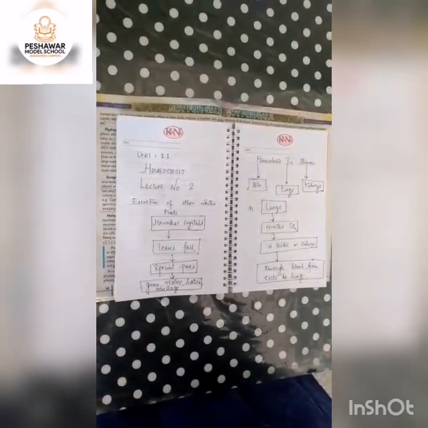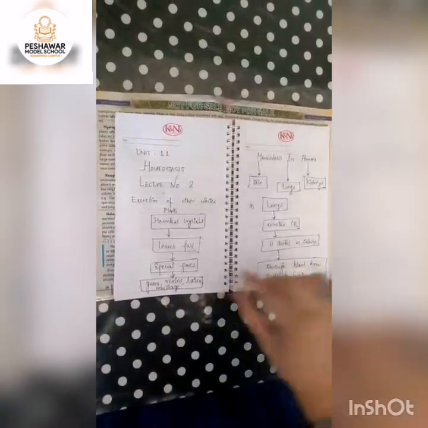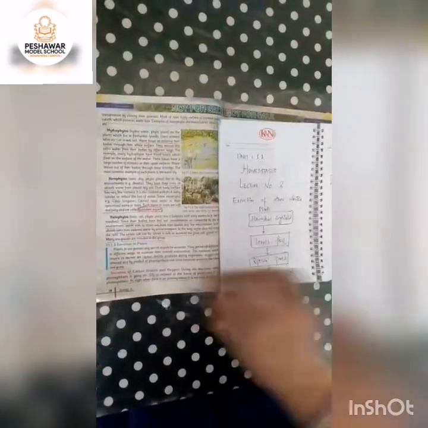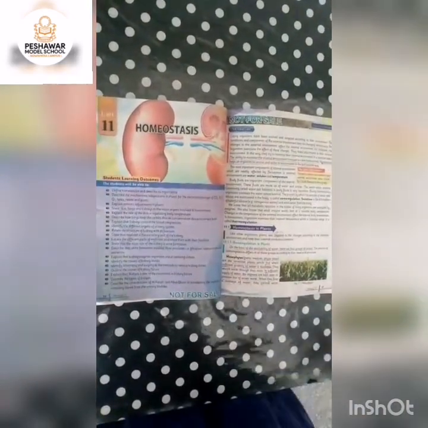This is your lecture number 2 from unit number 11, which is homeostasis. You have previously studied different types of the plants, which were from homeostasis in plants. Now today's topic is excretion of other wastes. Now let's start our topic.